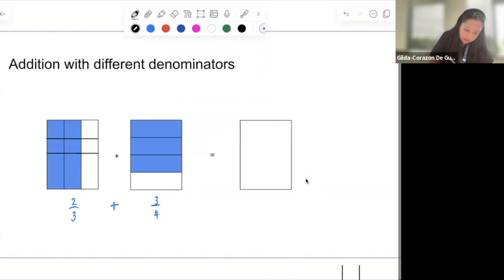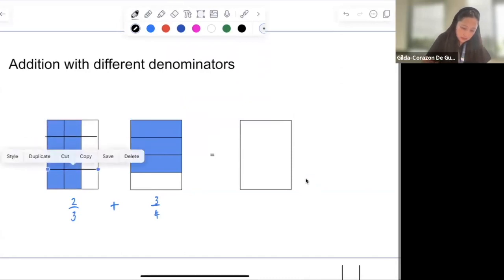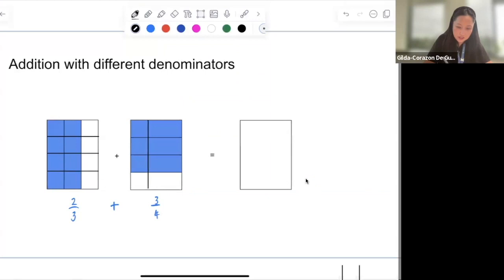Then I would have that. And then imagine I did that properly. Let me just move them a bit. That looks nicer. Right, and then I do the same for the other one so that I divide that into 3 vertically. Right, so now I could rename 2/3 so that it would have 8 out of 12 parts. And then the other one is 9 out of 12 parts.